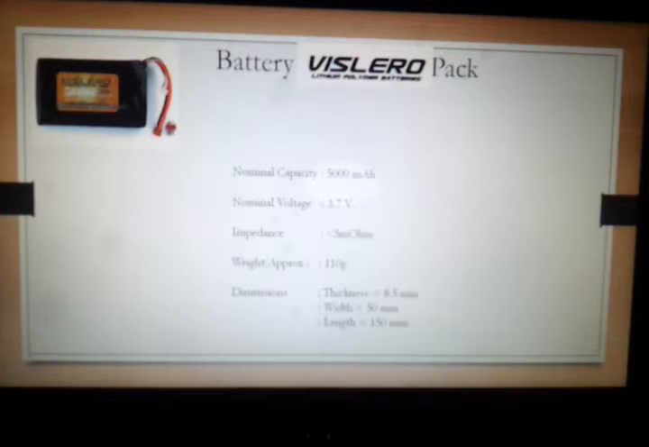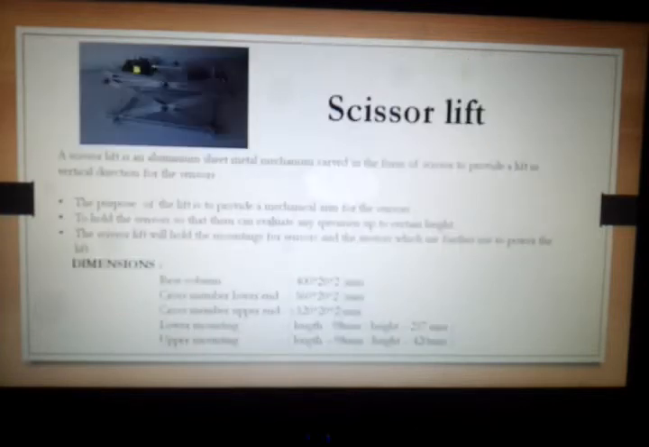This is a battery pack, which is a Vislero pack, having a nominal capacity of 5000 mAh and a nominal voltage of 3.7 volts. This is the scissor lift. We designed it in Acacia. The scissor lift is an aluminium sheet metal mechanism carved in the form of a scissor to provide a lift in a vertical direction for the sensors.